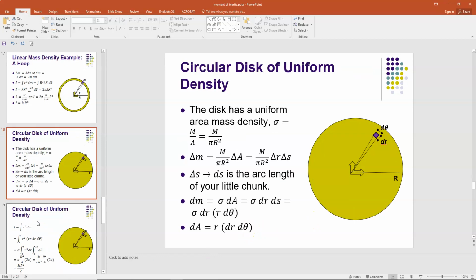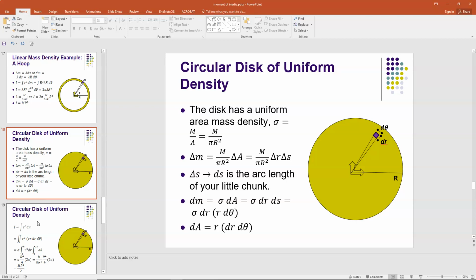Let's do an example of an area mass density, a surface area, okay? So in this case, let's pick on a circular disc. For an example, there's the record from our last lecture. Okay, this might be an example of a relatively uniform circular disk.